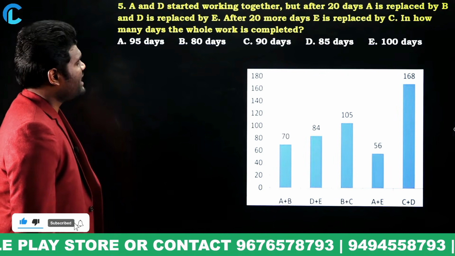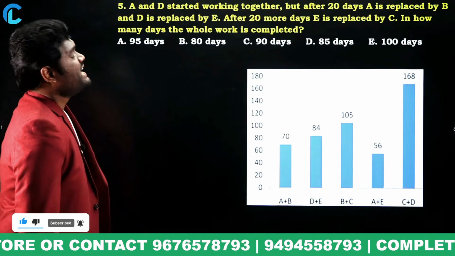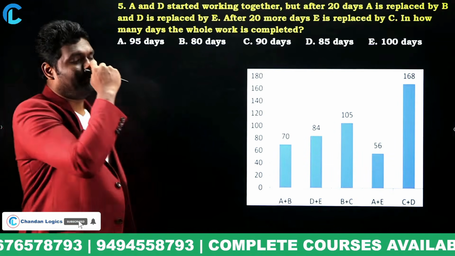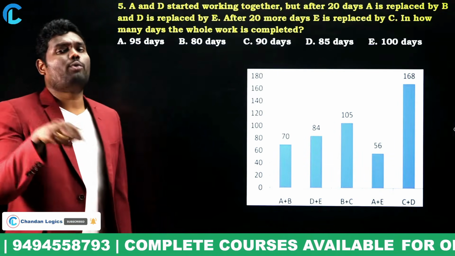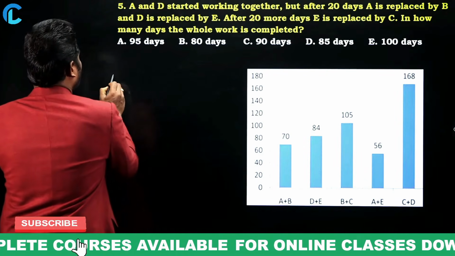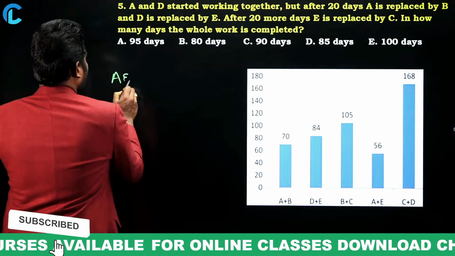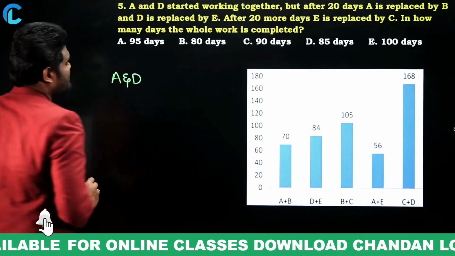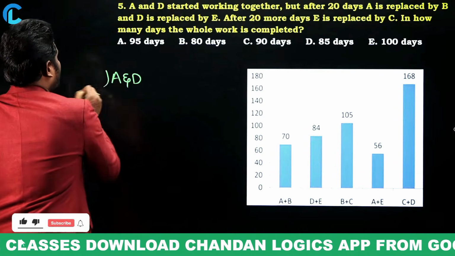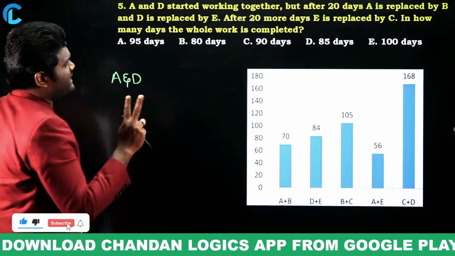A and D started the work together, but after 20 days, A is replaced by B and D is replaced by E. After 20 more days, E is replaced by C. In how many days is the whole work completed? So the question is asking the whole work is going to be completed in how many days? First, who is doing the work? First A and D are doing the work for 20 days.